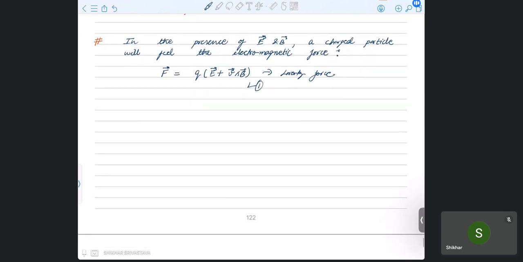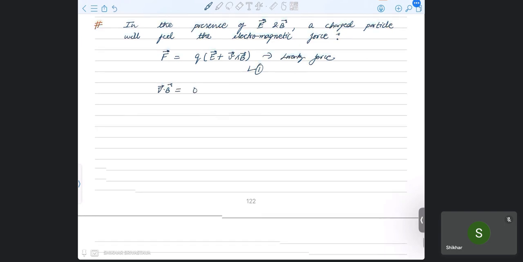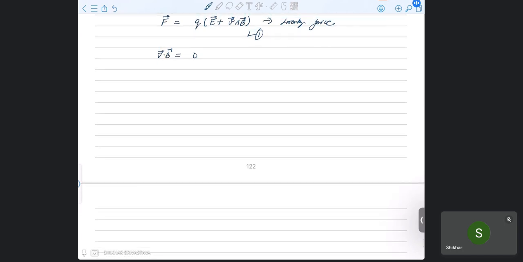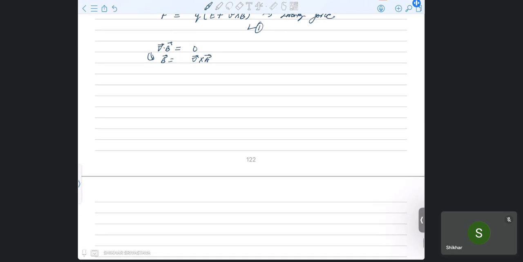We also know from the Maxwell equations that the divergence of the magnetic field is 0, that monopoles don't exist. From this we can define the magnetic field as the curl of a vector potential, A. This is equation 2. We also know from the second Maxwell equation that del cross E, the curl of the electric field, is given by the negative rate of change of the magnetic field.